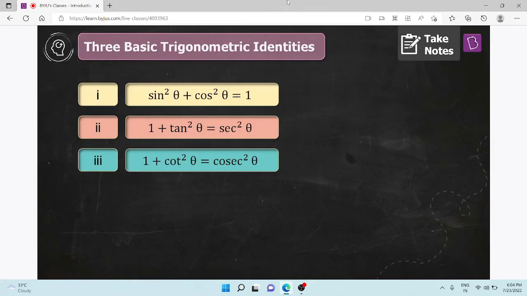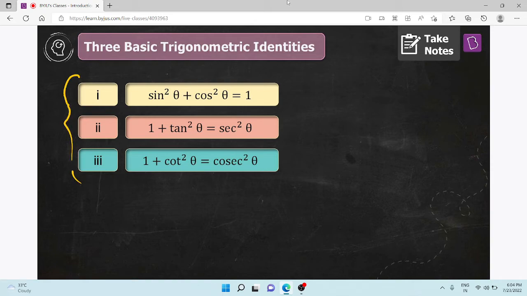Take notes of all these identities. First one is sin square theta plus cos square theta is equal to 1. Second one is 1 plus tan square theta is equal to sec square theta. And the third one is 1 plus cot square theta is equal to cosec square theta. So you have to remember all these three. So please take notes of it.